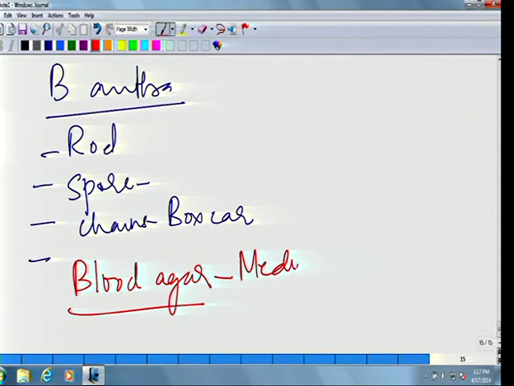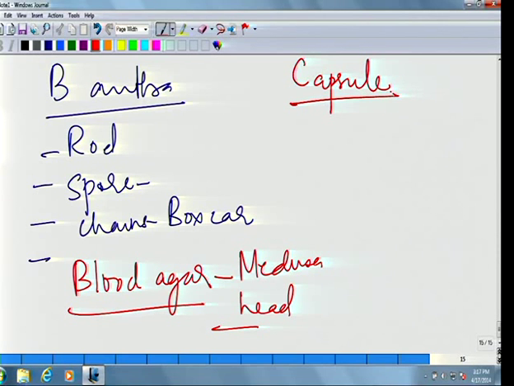Medusa head. Okay, white colonies, rough Medusa head colonies. So these are the characteristic. What is the virulence factor? Capsule, which is made up of glutamate, glutamic acid capsule, isn't it?